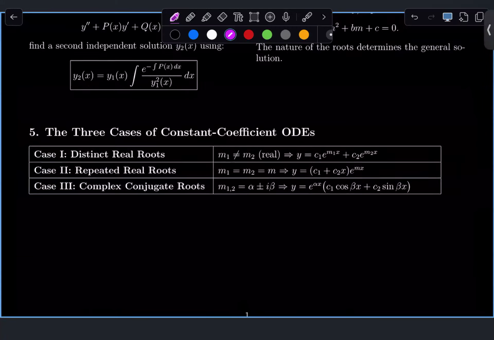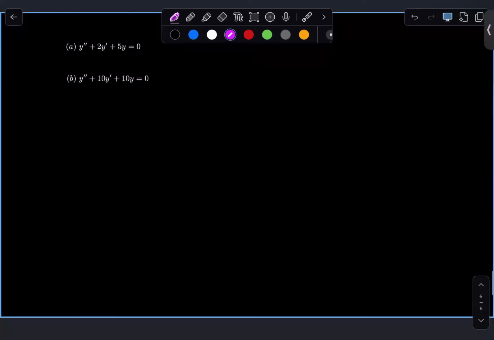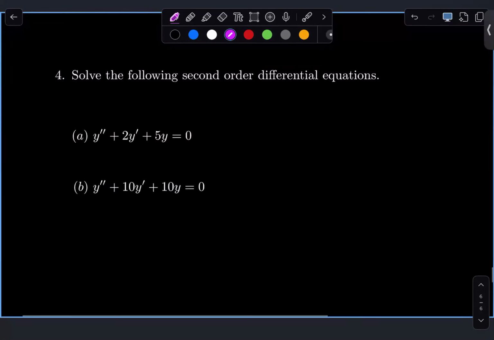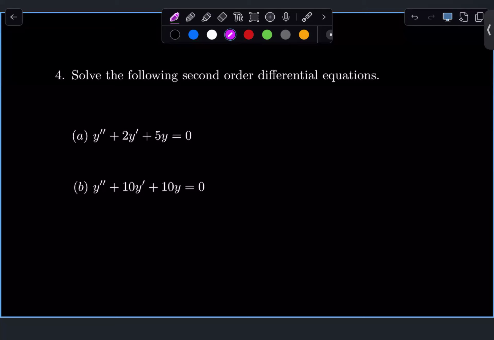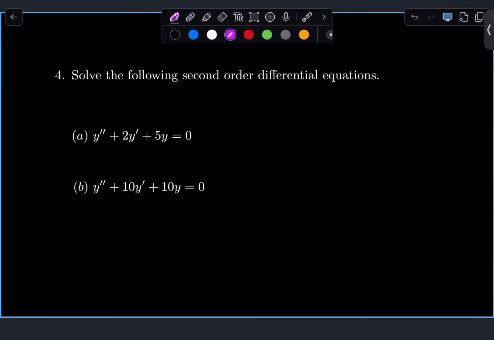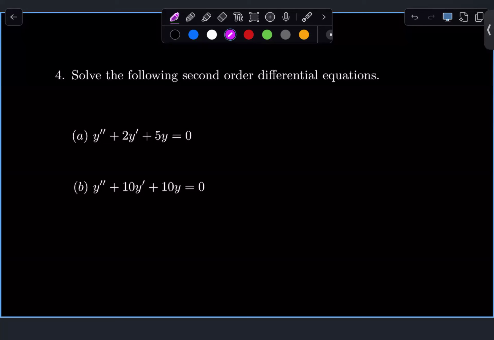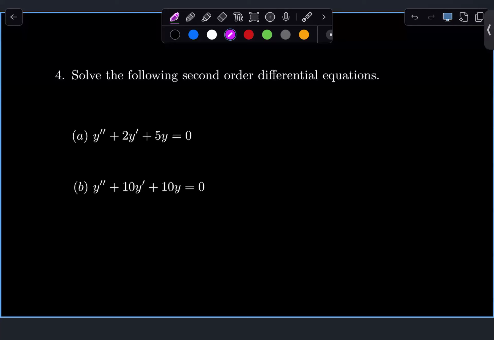Okay. So now you have 2 examples here. First, find the roots of the auxiliary equation, identify which case it is, case 1, 2, or 3, and then write the solution. This is the most important part of this chapter, and it's actually the easiest one. You just solve the quadratic equation, and that's it.